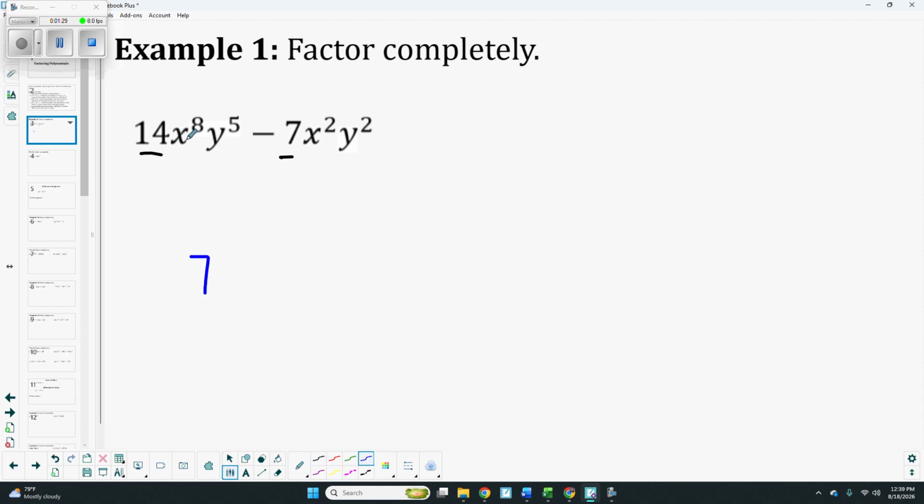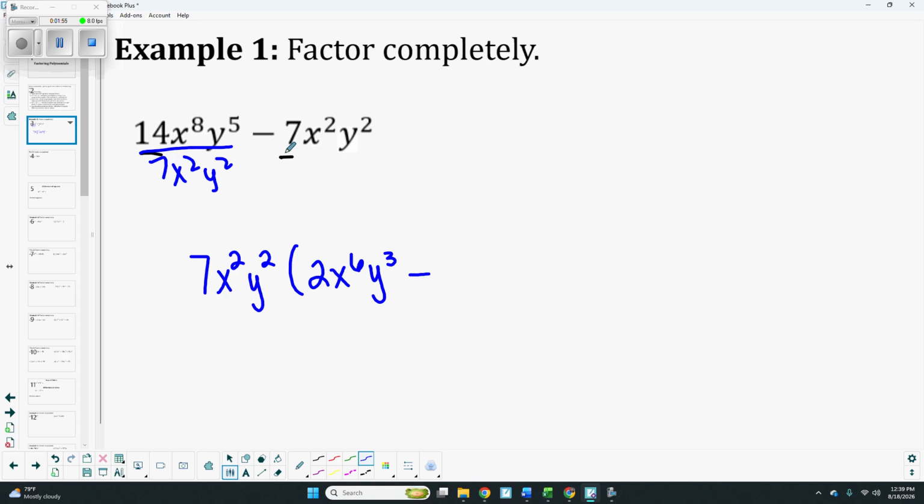There's an x to the 8th power and an x squared. So x squared can come out. And then there's a y to the 5th and a y squared, so y squared can come out, right? We always take the lower of the numbers there. So if I were to divide this whole thing by 7x squared y squared, 14 over 7 is 2. 8 minus 2 is 6. 5 minus 2 is 3.